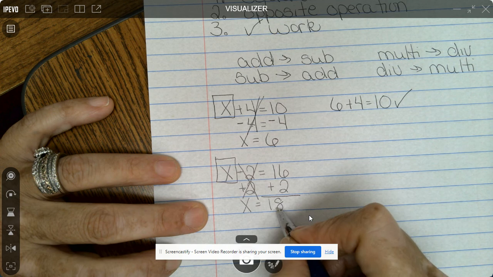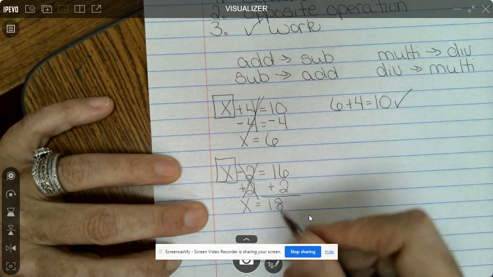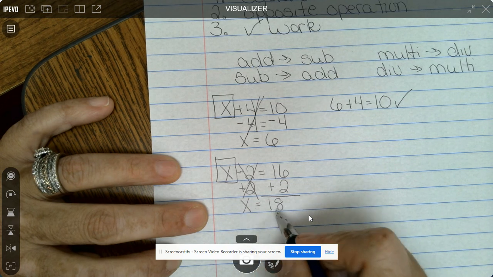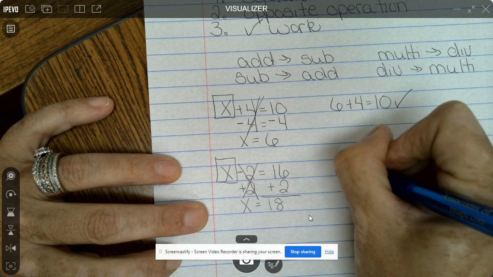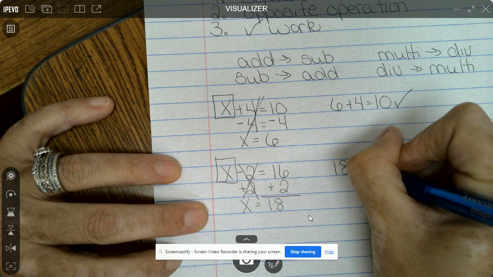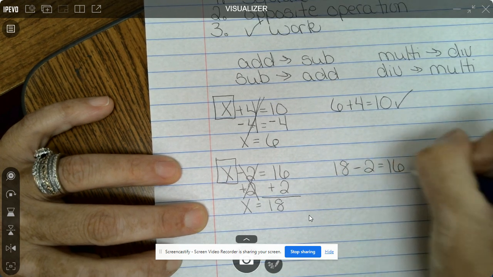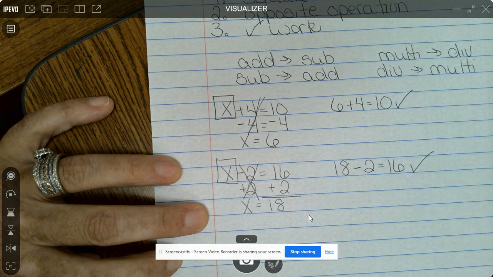Now, if this is a true statement, then we put that 18 in for x, because we said x equals 18. So if this is a true statement, then 18 minus 2 is going to equal 16. And that is a true statement.